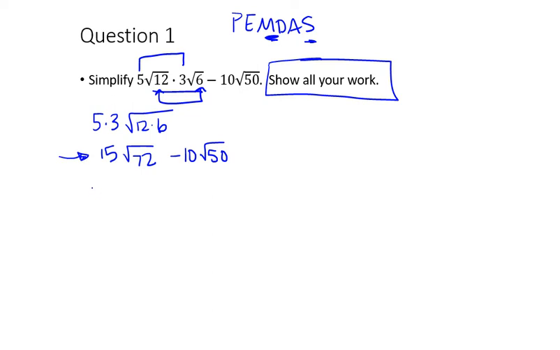Now from here, I still don't have like terms, so I can't simplify this any further at the moment, but I can try to simplify my radicals to see if I get like terms. So the 72, I know you could break down, divide by 2 since it's an even number, but right away I see that this is 8 and 9. So I'm going to go ahead and use that to start. And 8 breaks down into 4 and 2. And 9 breaks down into 3 and 3 because it's a perfect square. And then 4 is a perfect square, so it breaks down into 2 and 2.